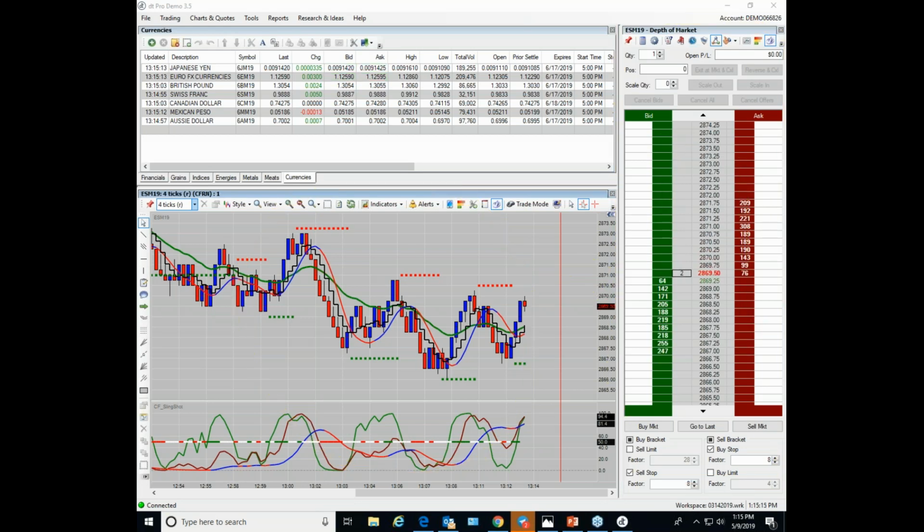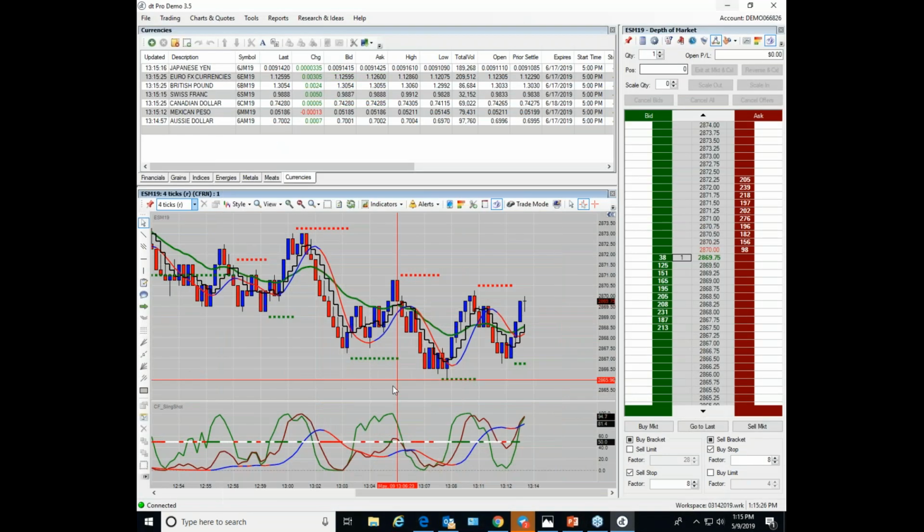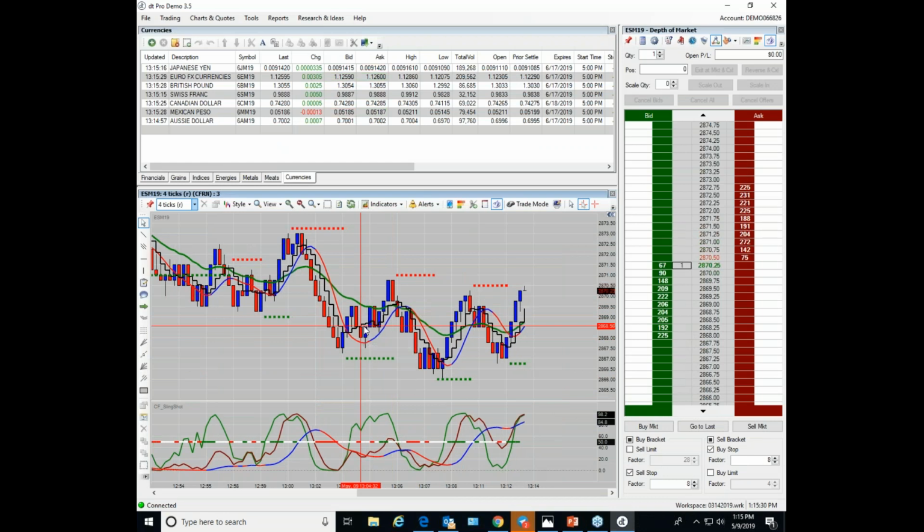So that's what we're going to be looking for the next 45 minutes. We're going to be looking for this trade setup in the market.